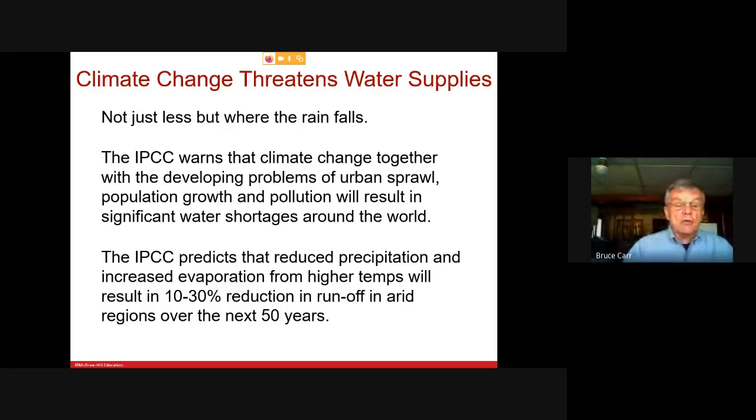Reduced precipitation and increased evaporation result in a 10 to 30% reduction in runoff, especially in these marginal arid regions in the next 50 years. So places that are areas of tremendous production, the number one wheat producing state in the country is Kansas, and it has been for year after year after year. However, it is a place of marginal rainfall. It's terrific for growing grasses, but any significant drop in the annual rainfall is going to have a severe effect on wheat production.